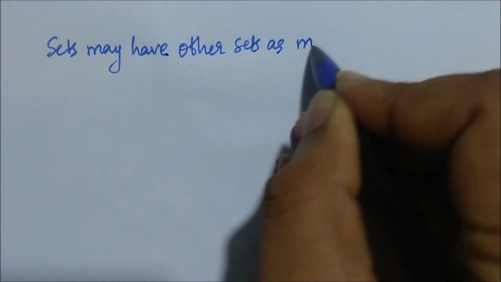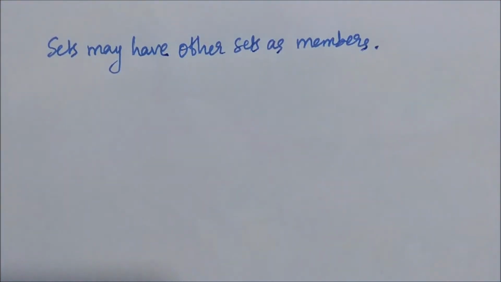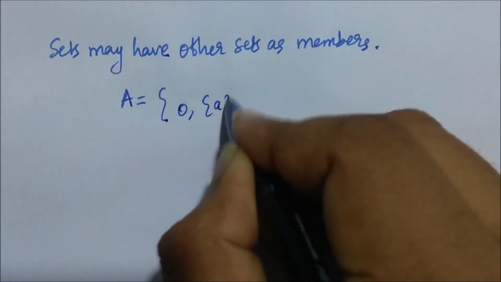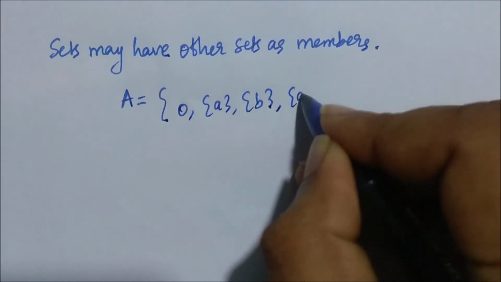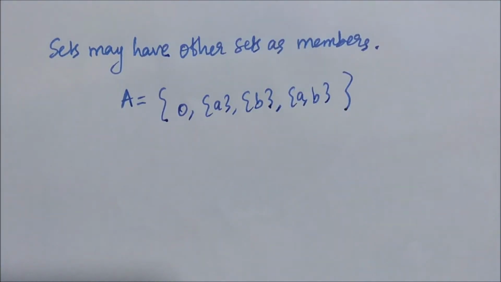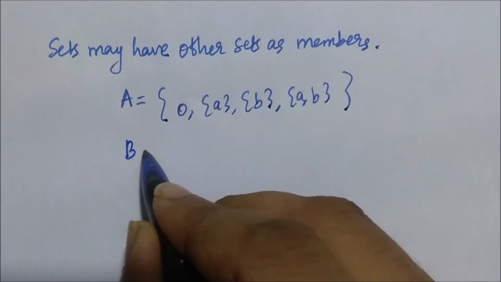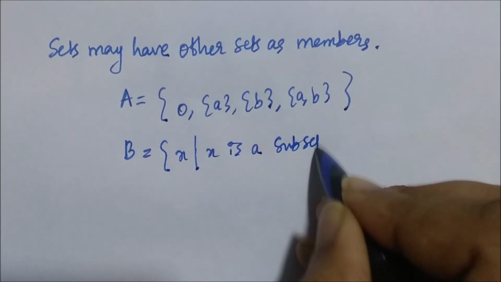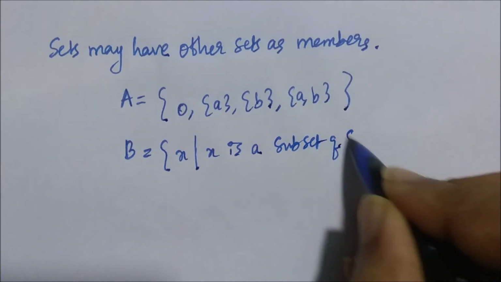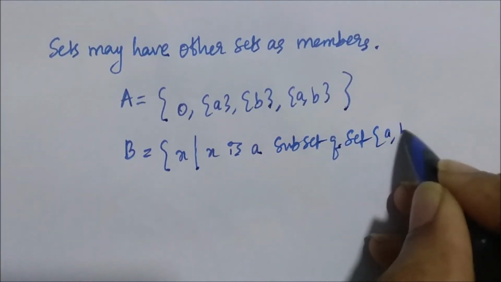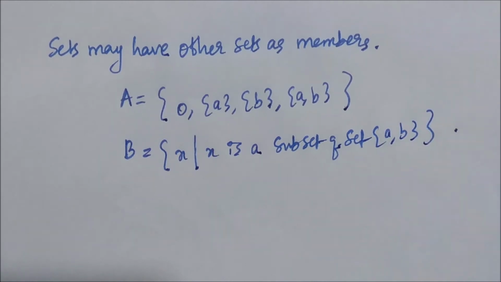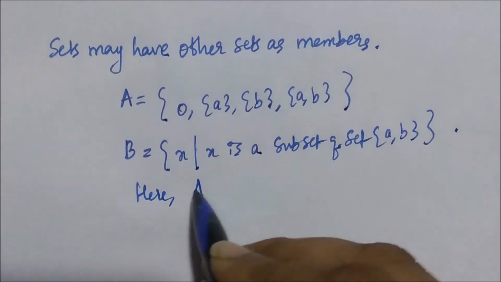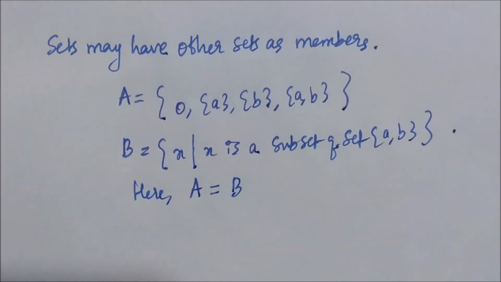So for example, consider a set A which contains phi, set A, set B, set A, B. So there is a mistake here. It's not 0 in that set A. It's phi actually. So I have written it 0, but it is actually phi. So now consider another set B which has elements such that, set of all x such that x is a subset of the set A, B. Right. So B is represented using set builder notation. So we have to understand that here set A is same as set B. A equal to B. Okay.